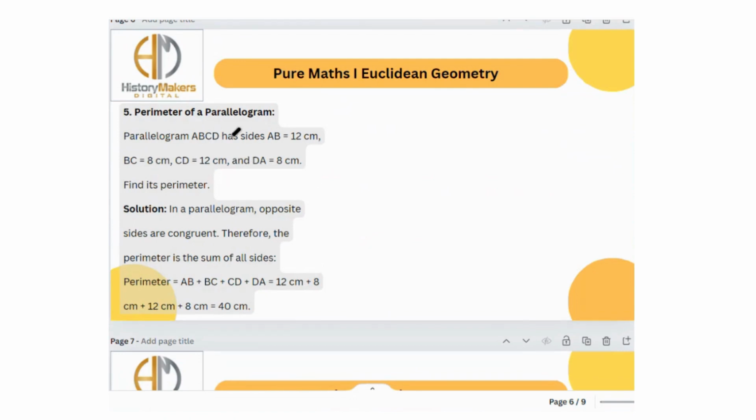Now, again, always analyze the shapes being given because they are a guideline in terms of what needs to be done. So let's look at the question, which says perimeter, parallelogram. Parallelogram ABCD has sides AB equal to 12 centimeters, AC equal to 8 centimeters, CD equal to 12 centimeters, and DA equal to 8 centimeters. Find its perimeter. Okay. Now let's go ahead and solve this particular one. Parallelogram, still remember the keyword is parallel. So you're definitely going to have parallel sides here. And then it also has other sides which are also parallel.